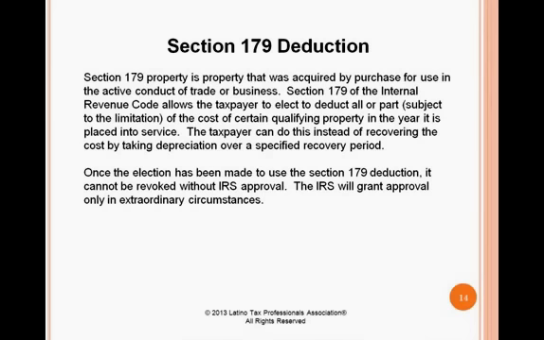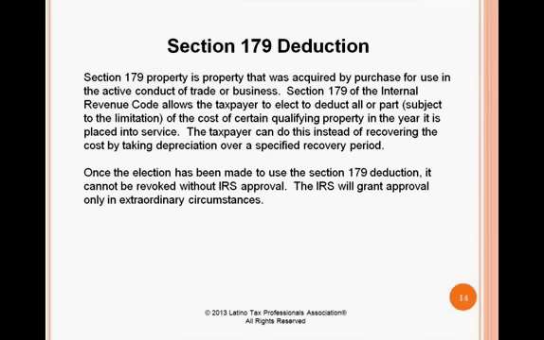One of the other options is Section 179 property. That is property acquired by purchase for use in the active conduct of a trade or business. Section 179 of the Internal Revenue Code allows the taxpayer to elect to deduct all or part, subject to limitations, of the cost of certain qualifying property in the year it is placed into service. Real property can never be Section 179, as we call it. The taxpayer can do this instead of recovering the cost by taking depreciation.